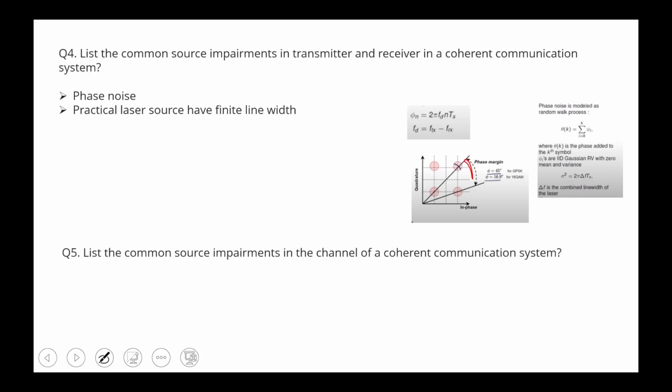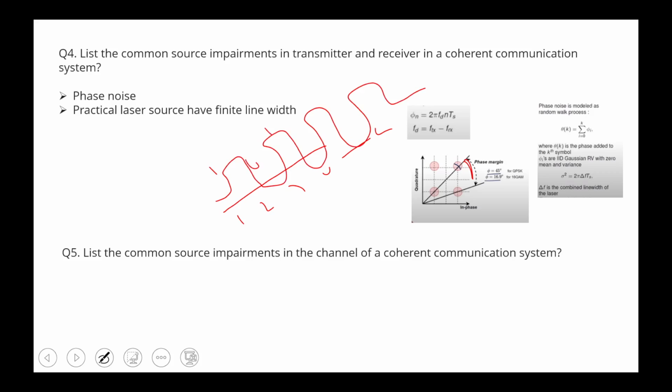So phase noise is modeled as delta phi k equal to the sum over i equal to 0 to k of delta phi, where delta phi k is the phase added to the kth symbol. So if we have the symbols 1, 2, 3, 0, and this is k, this will be an NRZ type of signal, non-return to zero. That signal, 1 0 1 0, will be the input to the quadrature phase modulator side.